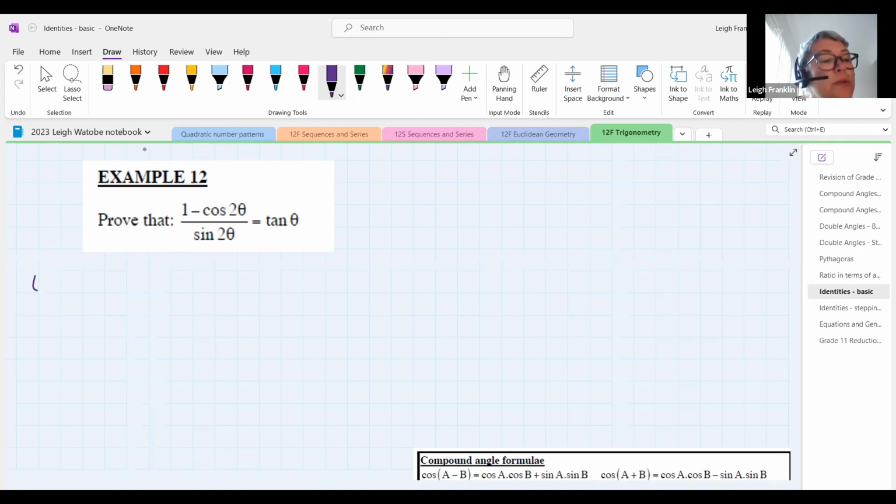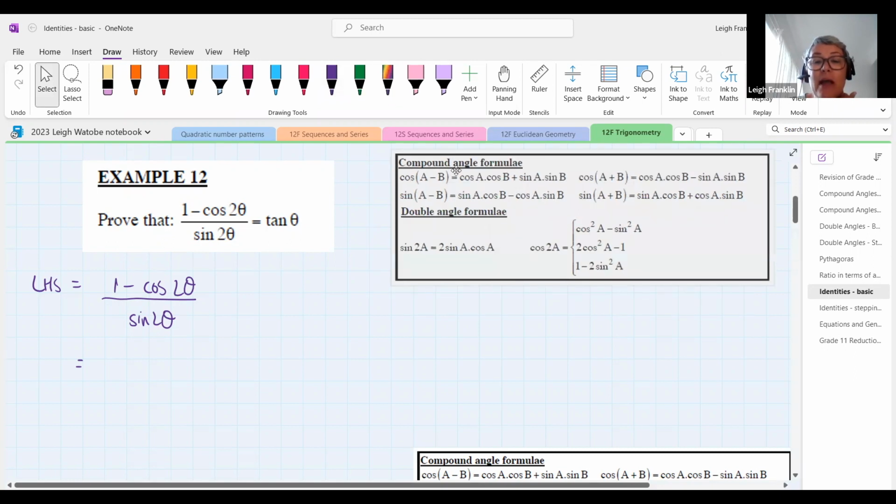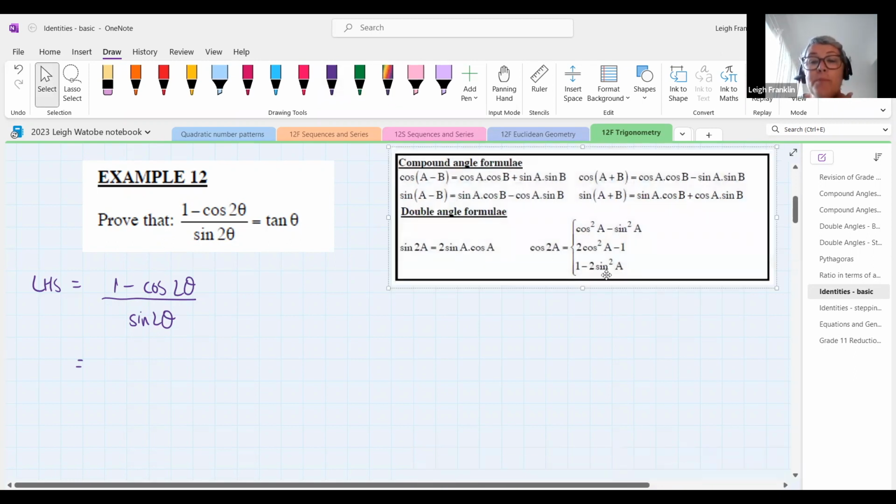All right, so what I'm going to do is write here: left-hand side equals, so I'm splitting them up, 1 minus cos 2 theta over sine 2 theta. This is where things start to become a little bit more difficult. How do I know how to write cos 2 theta? If I look at my compound angles and double angle formulae, I've got 3 different ways in which I can write cos 2a.